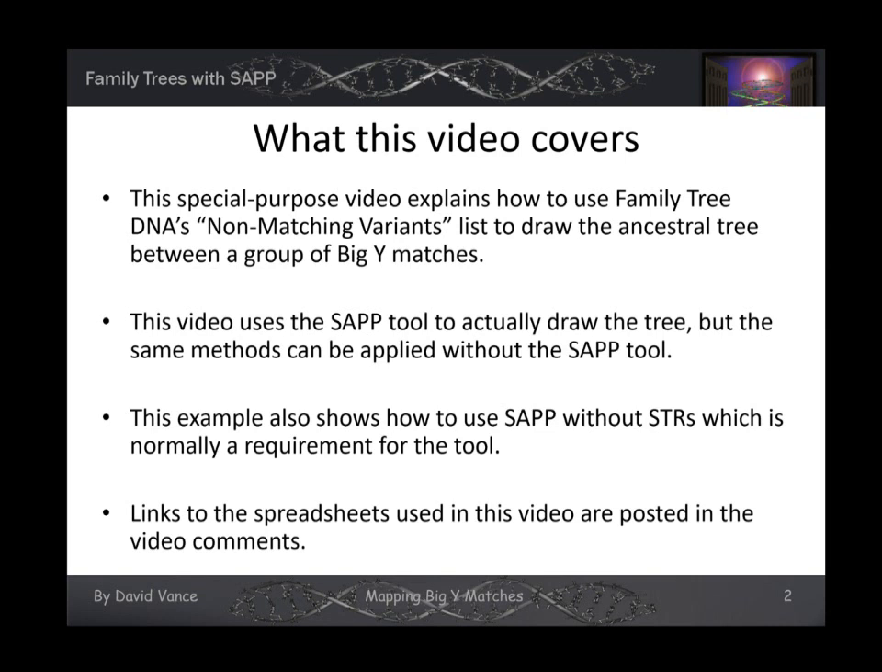This also shows an example of how to use SAPP without STRs. Now, you can certainly mix STRs into this analysis. There's no reason why you can't combine them. But again, for training purposes, I'm simply showing how to generate it with only the non-matching variant list and some additional legwork. So we'll do that through this exercise as an example of using SAPP where you don't have STR data, or for whatever reason you don't want to use it in the input file itself.